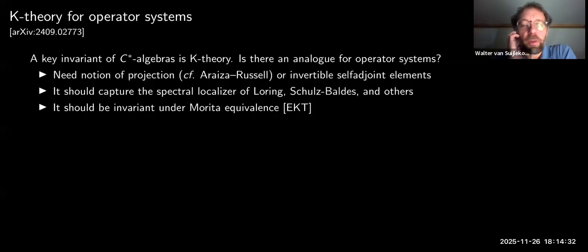And in fact, invertible self-adjoint elements may be better suited for that. Motivated by Loring, Schulz-Baldes and other people's spectral localizer, you find that the spectral localizer captures the index information, and it should be in the same terms that you capture this at the operator system level. Morita invariance should of course also be on the wish list, so that should be around. And tensoring with the compacts is the most convenient way to deal with this, as usual. So that's what we want.